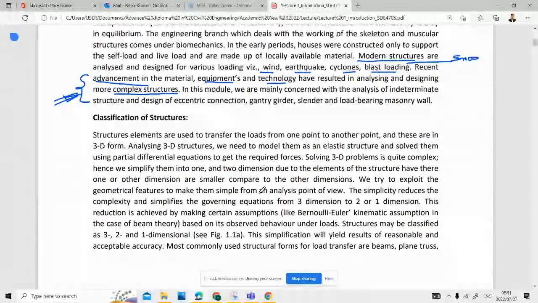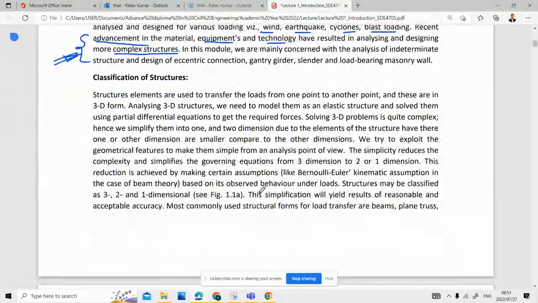So next is the classification of the structures. If we classify the structures, they can be one dimensional, two dimensional, and three dimensional. Like we try to idealize them, right? So analyzing a 3D structure is a little bit complex. That is what, if you see, yesterday I asked, if you have a beam, right? This is a cross section of the beam, right? And then you run that beam all along, right?